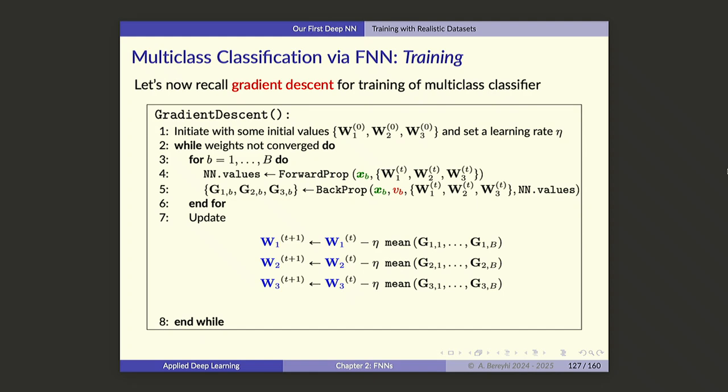So, any questions? Everybody's happy with this multi-class classification? Yes? B is the index of your data. So you have capital B different data points, different samples. So you have, say, 1,000 images, so 1, 2, 3 to 1,000. Yeah. The whole data set for now, right?